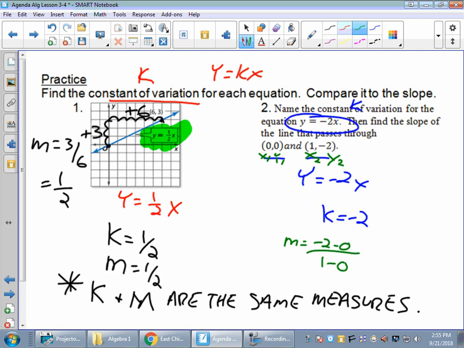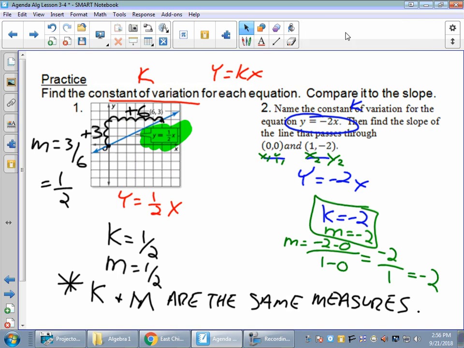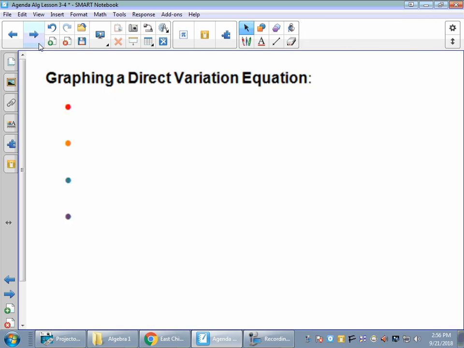And when we do that, negative 2 minus 0 we know is negative 2. And 1 minus 0 here is a positive 1, and so we know that reduces to a negative 2. So our slope is also negative 2. So again, we show our k value and our slope are the same at negative 2. Okay, so pretty simple examples there.